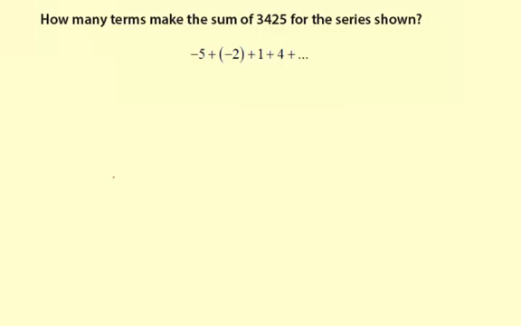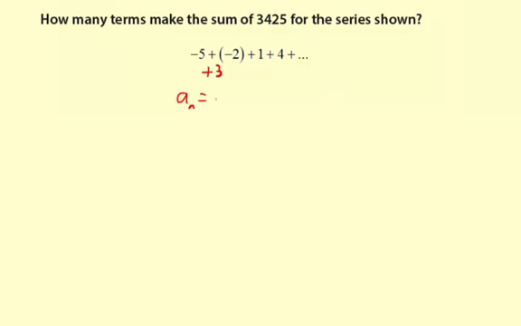How many terms make the sum of 3425 for the series shown? -5 plus -2 plus 1 plus 4. We're adding 3 each time, so we have an arithmetic series. Next step is going to be to write the rule.